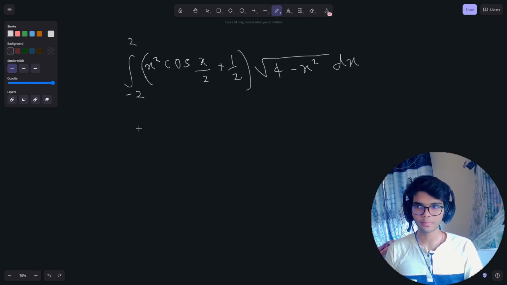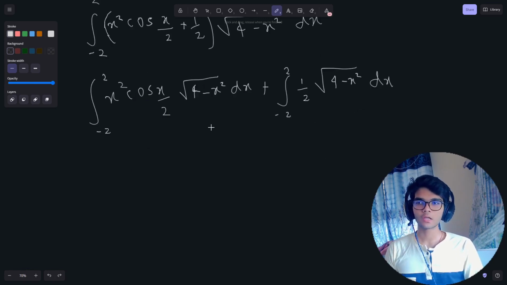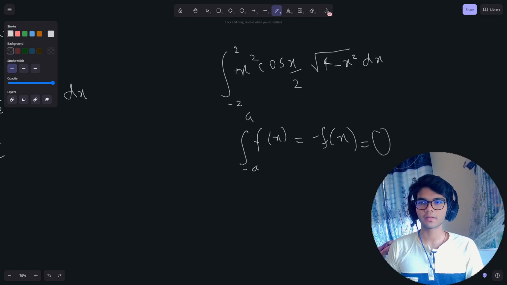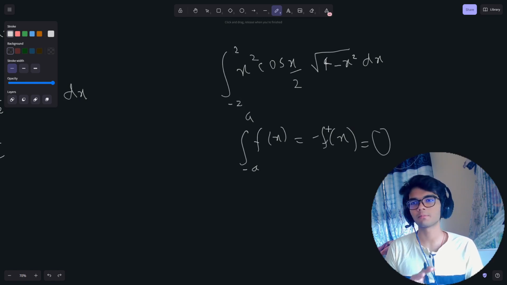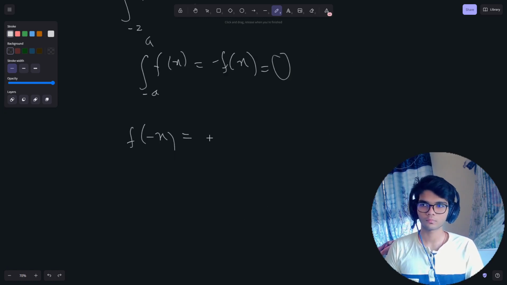Now we will open up the brackets. So now we will evaluate these two integrals separately. It says if the limit is minus a to a, and if f of x is minus f of x, which means that it is an odd function, then the integral is 0. So now let's check this real quick.